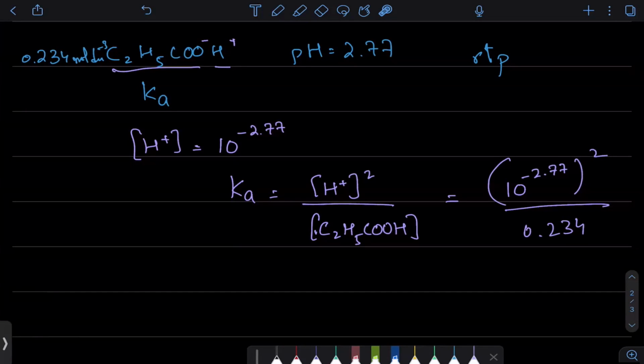Now let's talk about these assumptions. What if these assumptions were not correct? What if there was a different source of propanoate ion in the mixture? That is called common ion effect. So let's take an example of this.